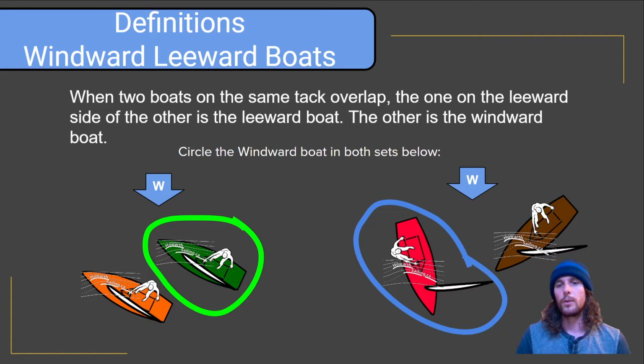The red boat is the windward boat in the red-brown situation. And this is a little bit of a tricky one because this boat's sailing by the lee. But what we know is that the leeward side of this red boat is the side that the mainsail lies on. And the windward side of the brown boat is the side that the wind crosses first. So the leeward side of the red boat is facing the windward side of the brown boat. We would say that the red boat is the windward boat in this situation.